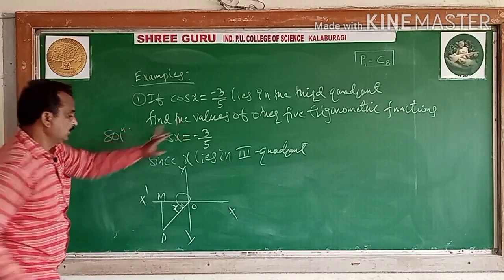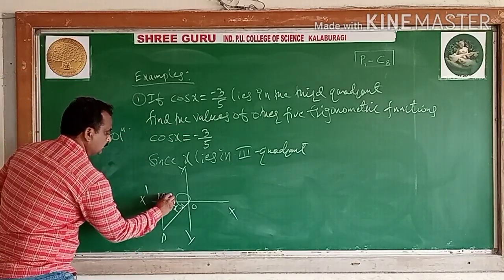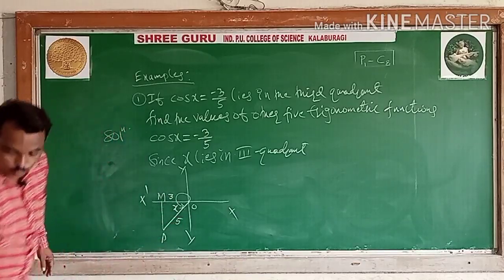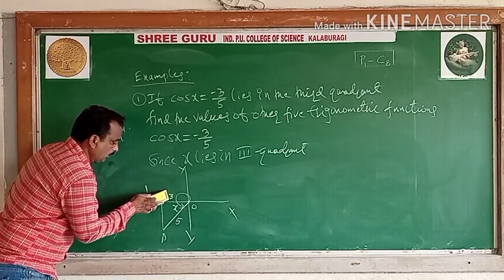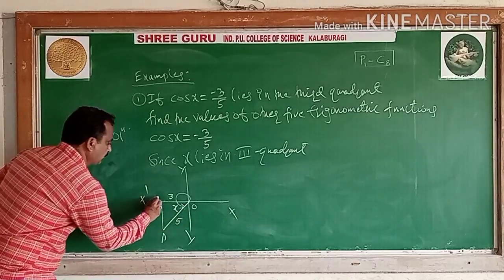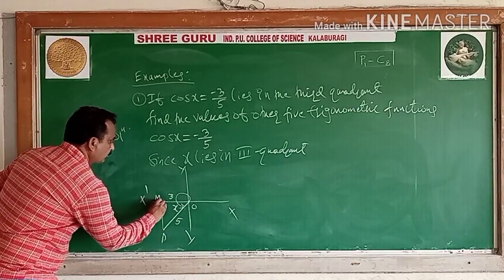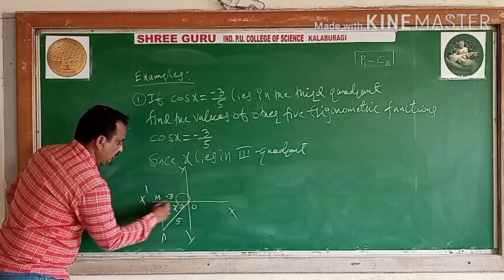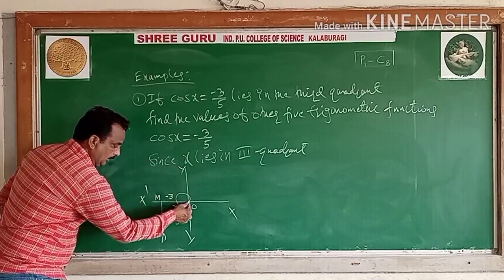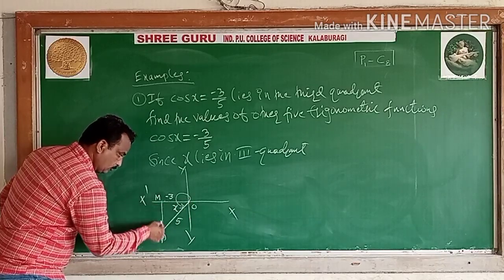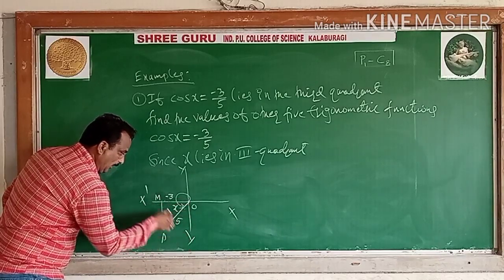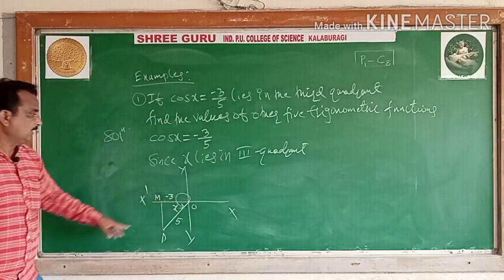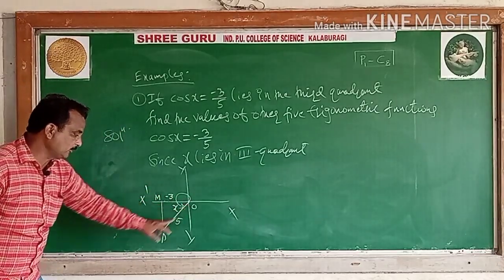What is the value here? 3/5, students: adjacent side by hypotenuse. The hypotenuse is always positive, so this 5 is always positive. So you should take the negative sign towards 3. OM is along the negative x-axis. And PM is along the negative y-axis. Clear? Let us find this value by using Pythagoras theorem.